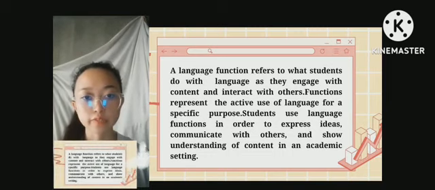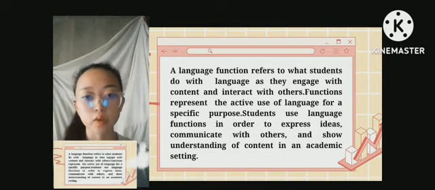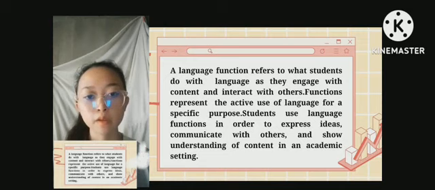A language function refers to what students do with language as they engage with content and interact with others. Function represents the active use of language for a specific purpose. Students use language functions in order to express ideas, communicate with others, and show understanding of content in our academic setting.